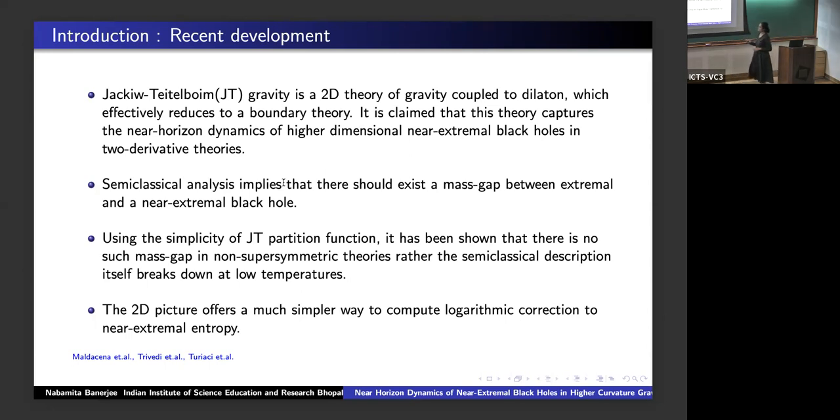So this 2D picture actually offers a very simple way to compute logarithmic corrections to near extremal entropy, and here I mean logarithmic corrections which are dependent on temperature. This is the work that has actually been done in this paper by Iliesiu et al., a 2020 paper.